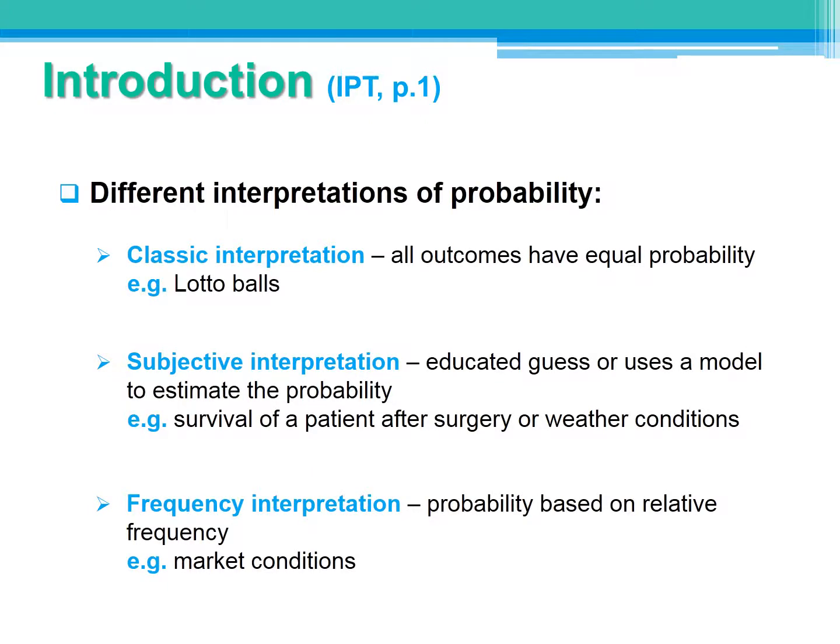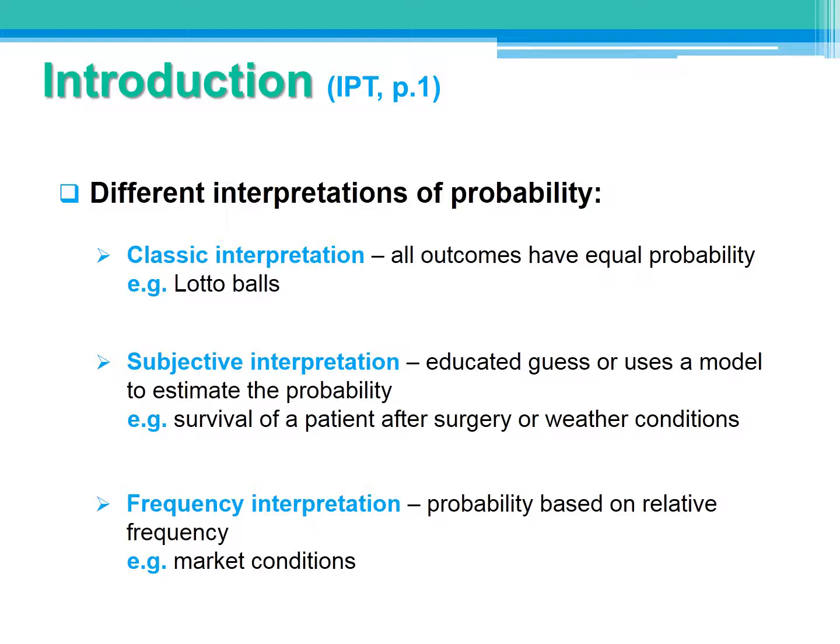There are three different interpretations of probability. The first is the classic interpretation, where all outcomes have equal probability. For example, if you have 49 lotto balls in total, every ball has a chance of 1/49 of being drawn. If you do not replace that lotto ball, all the other balls will have a chance of 1/48 of being drawn on the second draw, etc. Or if you look at the toss of a coin, the probability of heads is 0.5 and the probability of tails will also be 0.5.